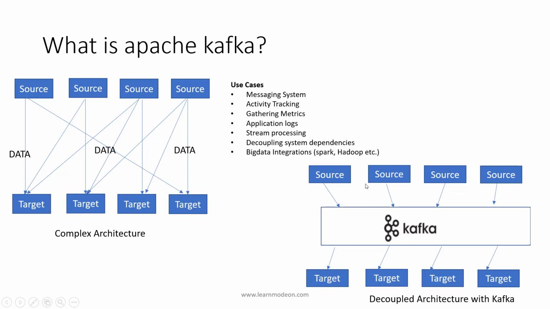The source systems can have multiple producers, and they can produce the messages at their own speed without waiting for a target or bothering about the pressure that the target has to handle. So targets get the data from the event streams at their own pace. There are many use cases, like messaging system, activity tracking, gathering metrics, application logs, stream processing, and decoupling system dependencies, big data integrations, etc.